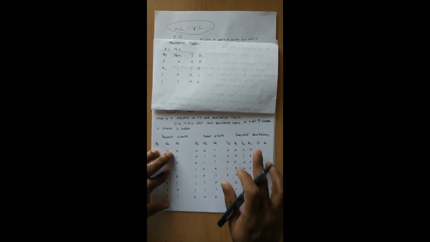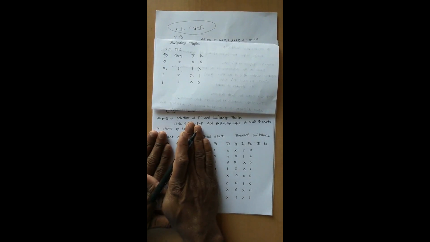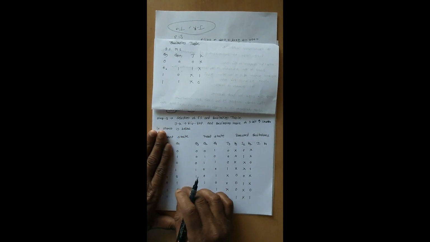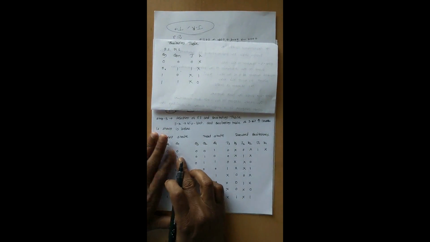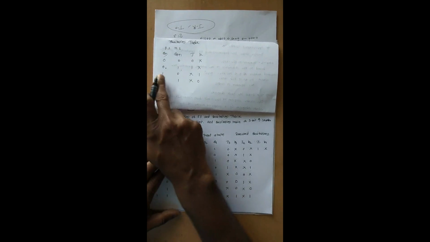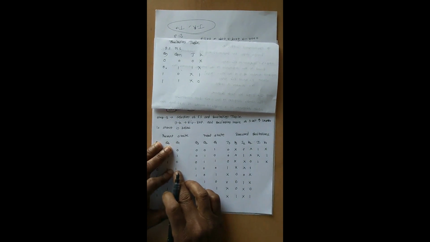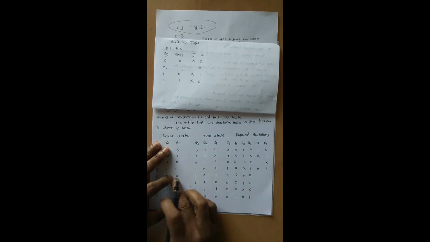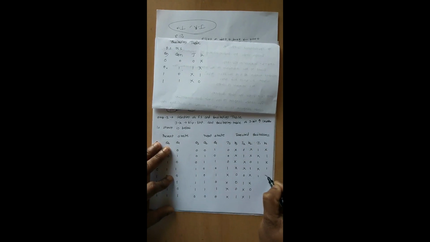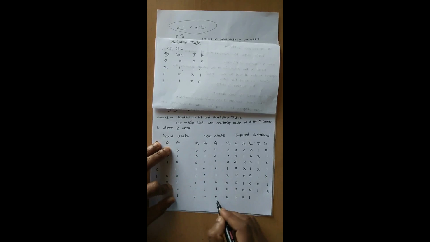Okay, then the last one, that is J1 and K1. For that, we only analyze the column of Q1 in the next state as well as Q1 in the present state. So, what is the value? 0, 1. So, for 0, 1, we have to use 1x. For 1, 0, x1. For 0, 1, 1x. For 1, 0, x1. For 0, 1, 1x. For 1, 0, x1. These are all about the excitation table for the JK flip-flops.